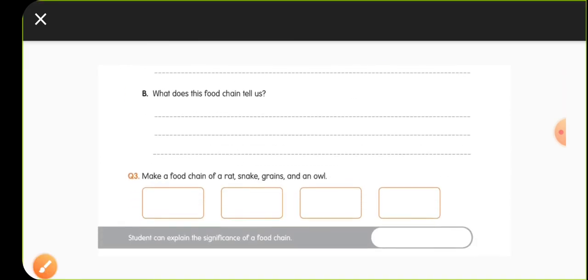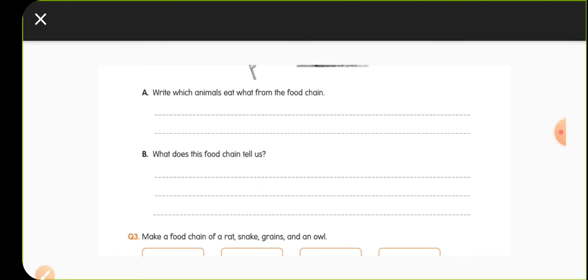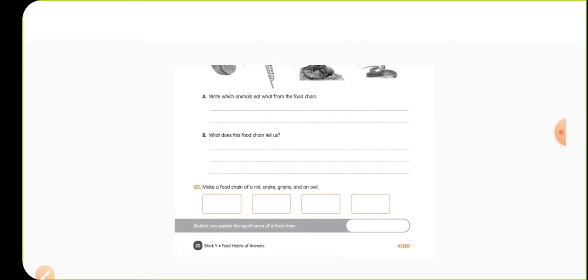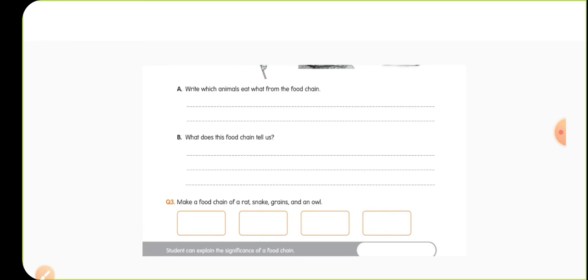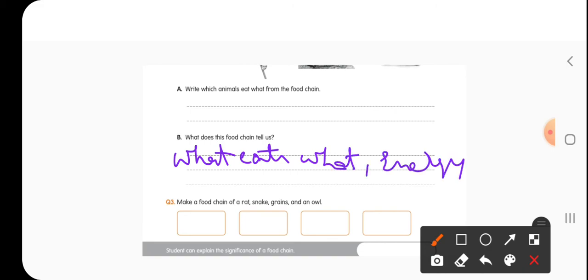Okay, children. Now the next one, question B: what does this food chain indicate, what idea is it giving? This food chain is giving an idea of what animal eats what food. At the same time, it is giving an idea about the energy flow between the animals. And one more thing, it's giving a perfect idea to us that the food chain always starts with the producers.